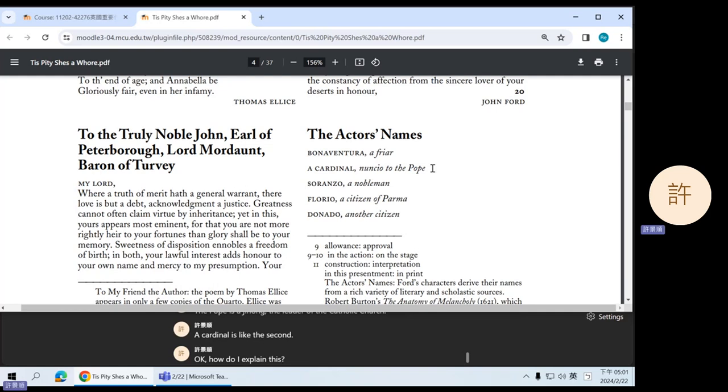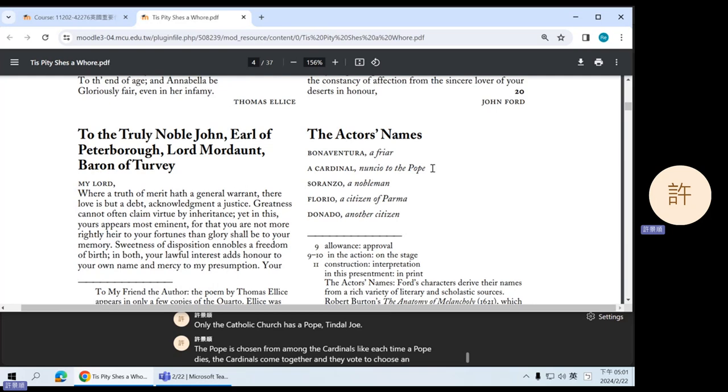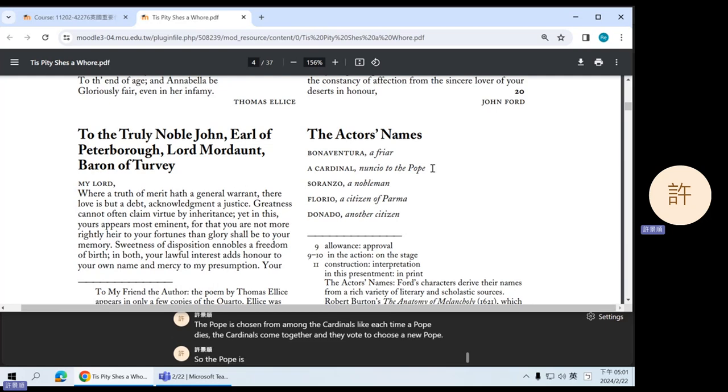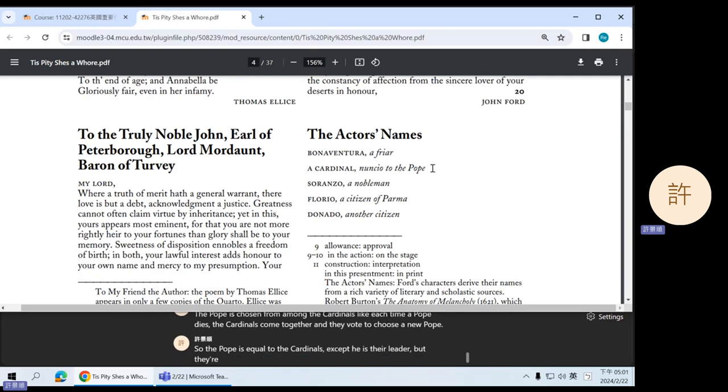This is the Catholic Church, right? Only the Catholic Church has a pope, 天主教. The pope is chosen from among the cardinals. Each time a pope dies, the cardinals come together and they vote to choose a new pope. So the pope is equal to the cardinals, except he is their leader, but they're the same level.